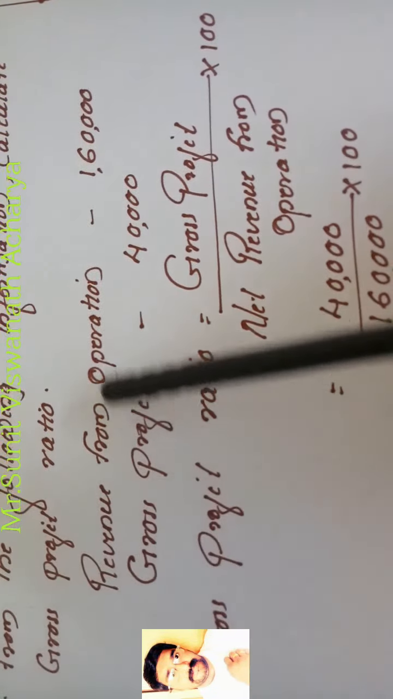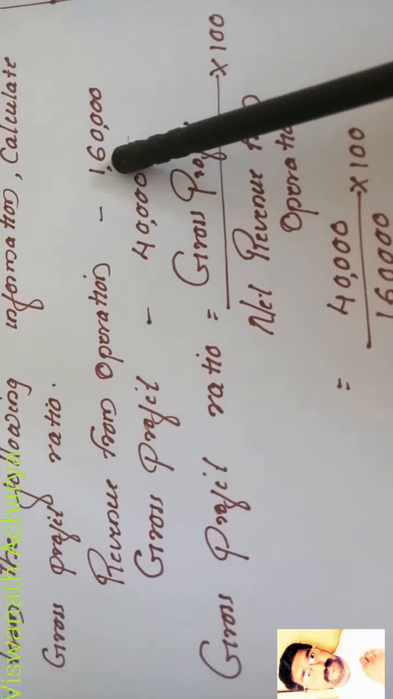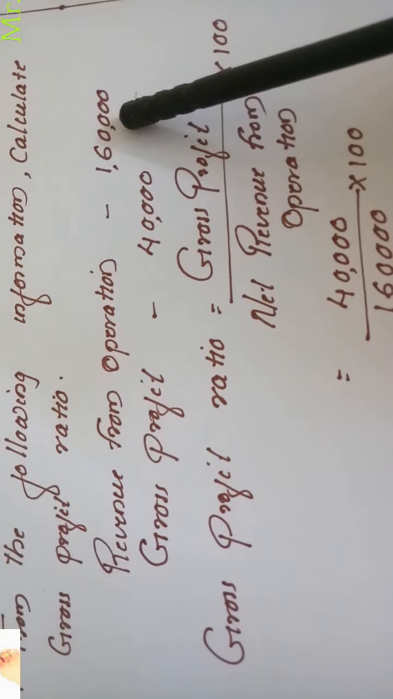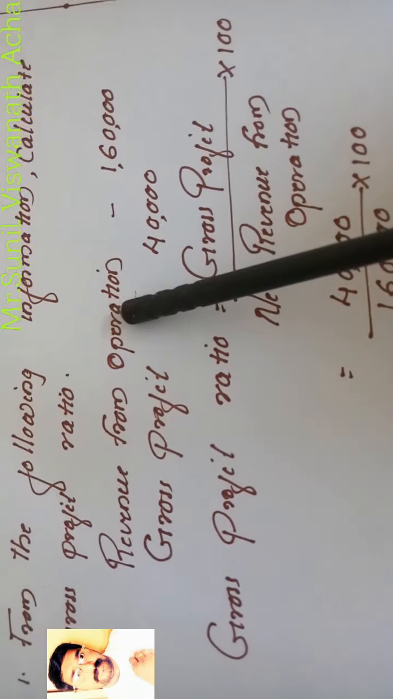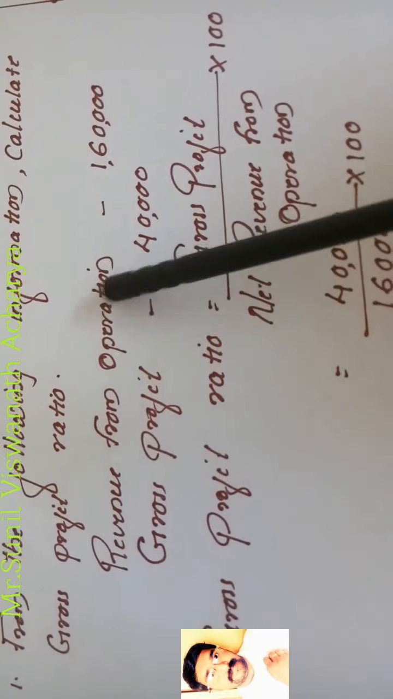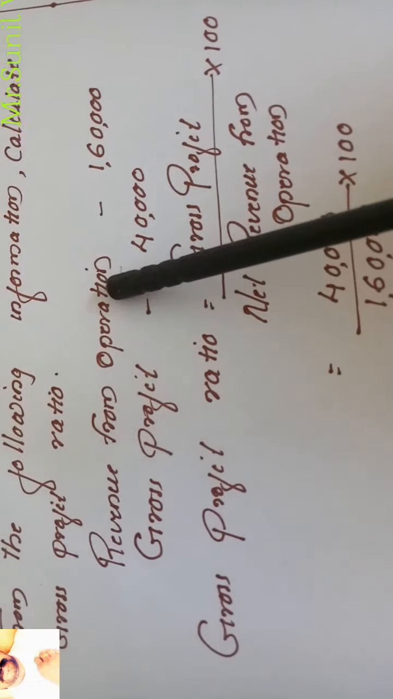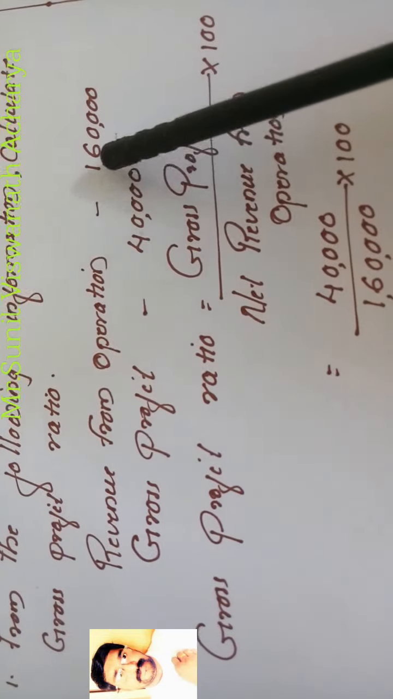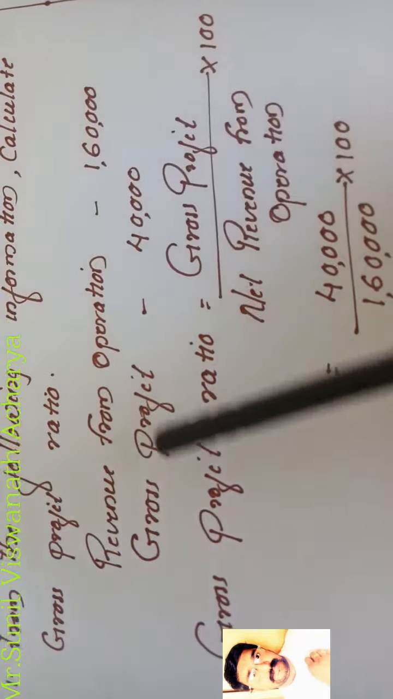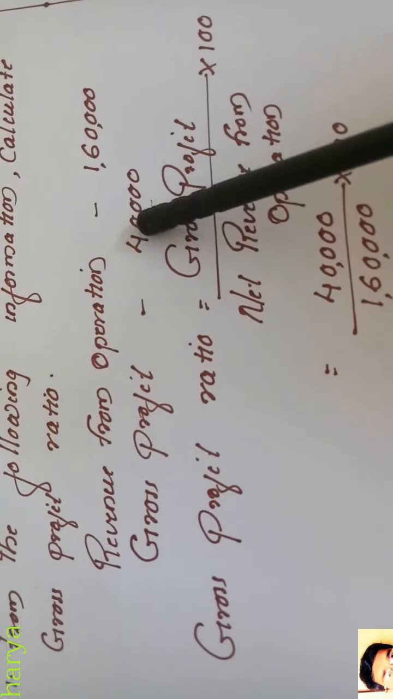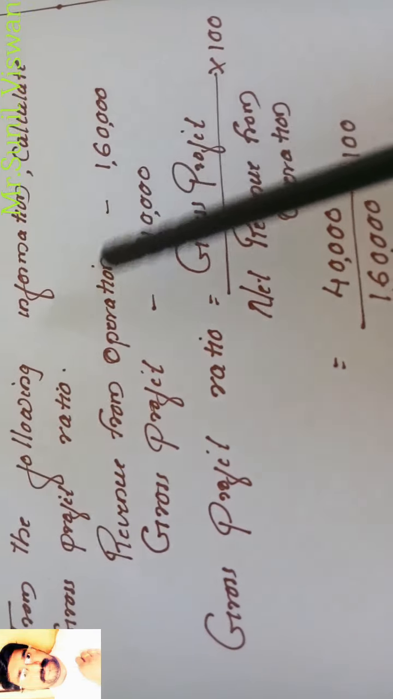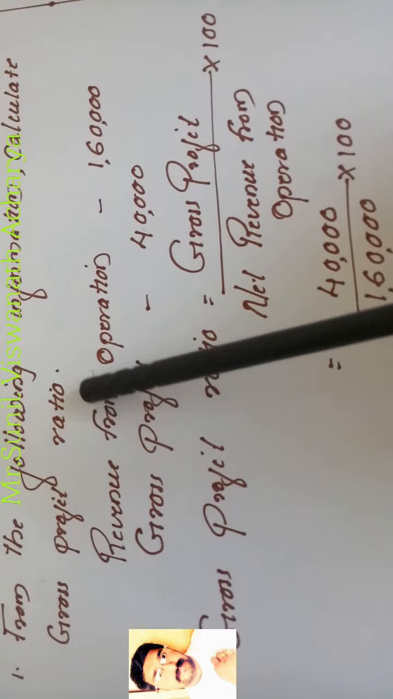Revenue from operation is 1,60,000. Revenue from operation means sales. If sales return is not given, then the given revenue from operation is the net revenue from operation, or net sales, that is 1,60,000. Gross profit is 40,000. We have to calculate the gross profit ratio.